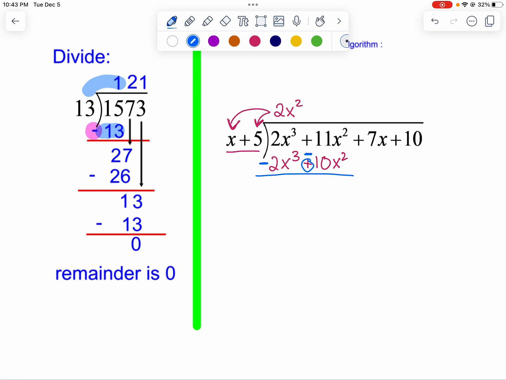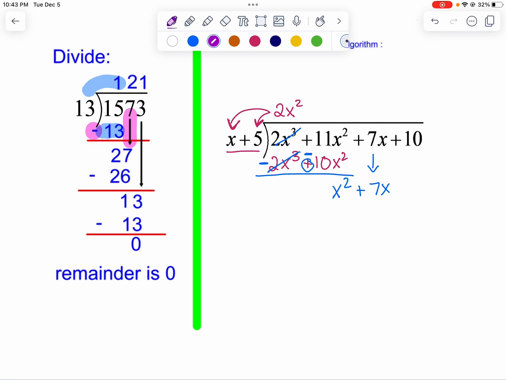So here we get 2x to the third minus 2x to the third. These are like terms, so I can cancel those out. 11x squared minus 10x squared leaves me with a single x squared left over. And just like we did here with our division, we're going to bring down the next term. So I'm going to bring down 7x directly next to the x squared to make another polynomial where I'm going to repeat the same process.